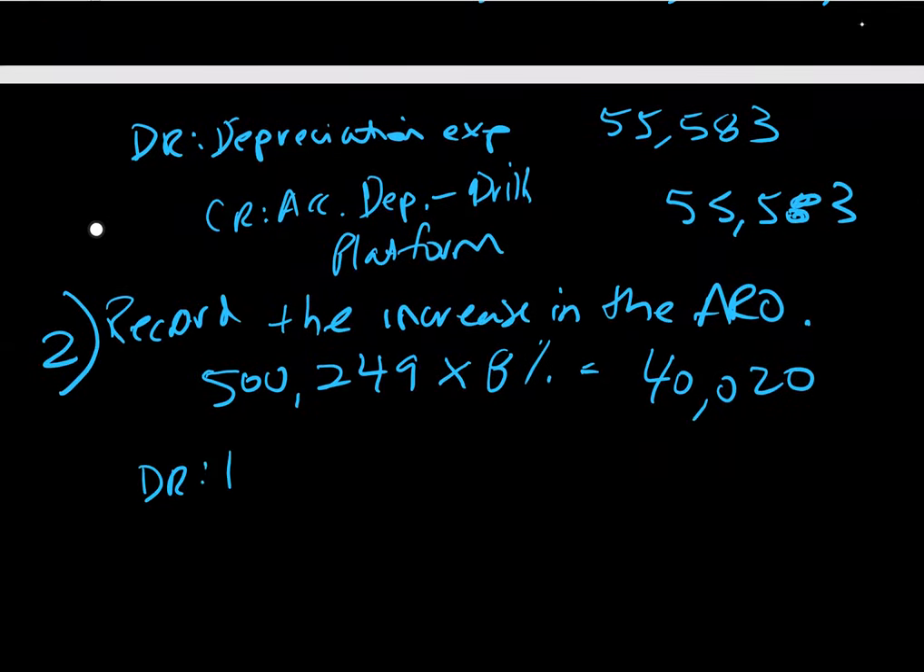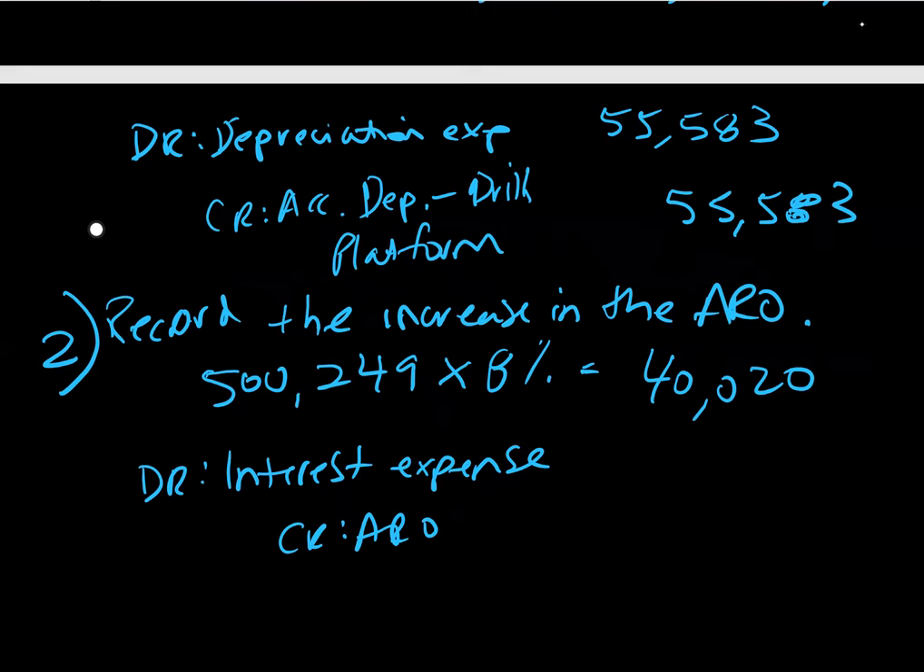So our entry under IFRS is going to be debit. So IFRS records this account called interest expense and credit ARO, because of course we're increasing the liability on the statement of financial position, and interest expense of course goes through our income statement. So we're going to have $40,020. This amount will change each year because now the carrying value is higher. So the next year we would have 500,249 plus 40,020 times 8%. But this is our entry in year one.